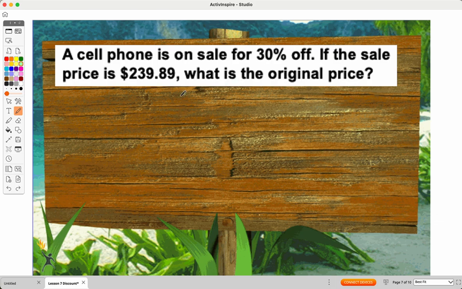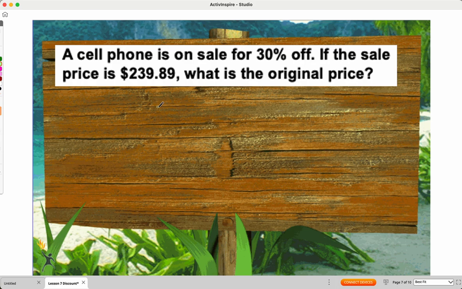So I know what I've been doing is the original price, okay, times the discount, which in this case would have been 70%, 0.7.